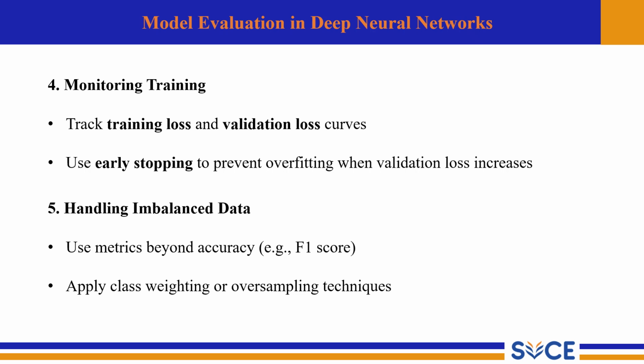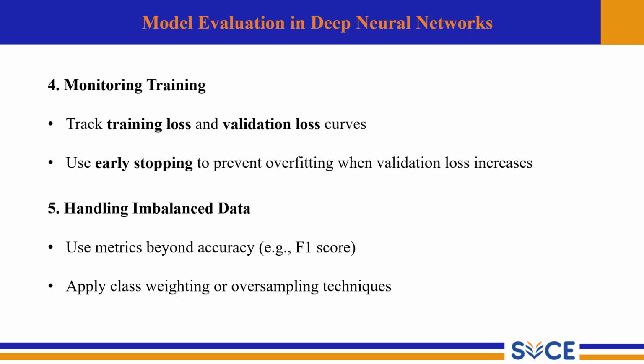Then the fourth one is monitoring training. When training a model, it's important to keep an eye on how it's learning. One way to do it is by tracking the training loss and validation loss curves. These curves show how well the model is doing on the data it learns from, and on new data it has not seen. If the training loss keeps going down but the validation loss starts going up, that's a sign of overfitting. It means the model is memorizing the training data too much and won't work well on new data.